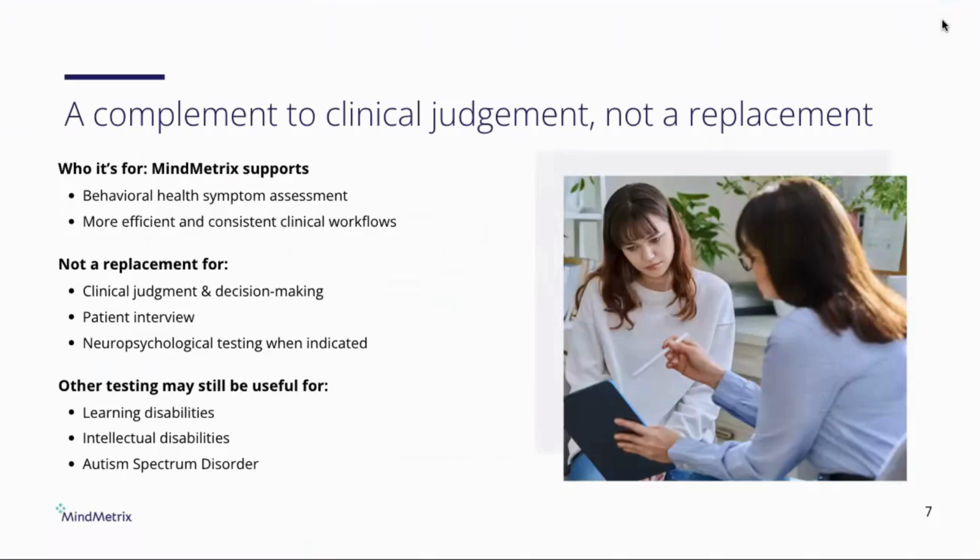MindMetrix was designed to complement your clinical judgment and decision-making, not replace it. It's best suited for patients who can meaningfully engage and self-report. It is not a substitute for full psychological or neuropsychological evaluation when that level of assessment is needed, say for neurocognitive concerns, learning or intellectual disabilities, or autism spectrum disorder. That said, MindMetrix can help clinicians decide when a referral for a full neuropsych evaluation may be warranted, and we state that in the report where appropriate.